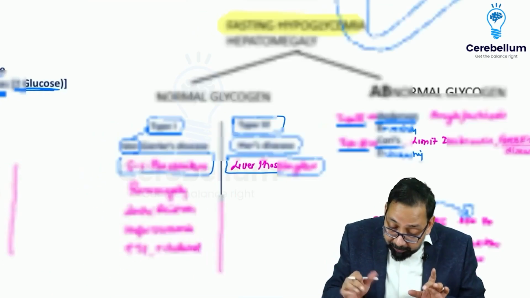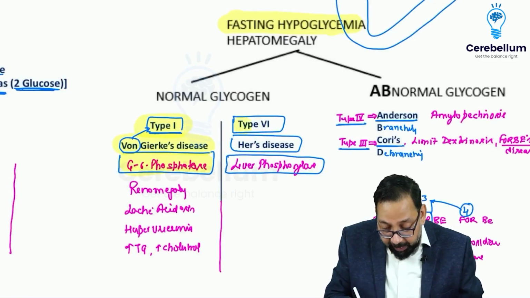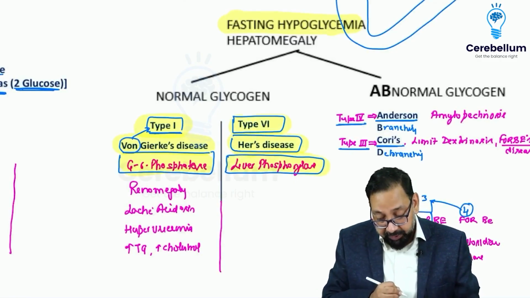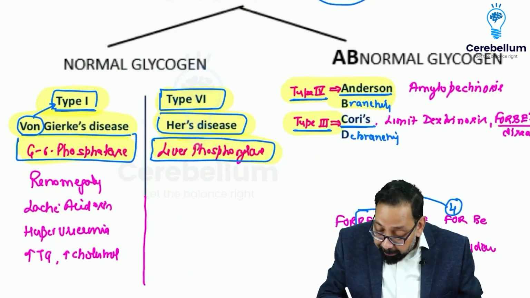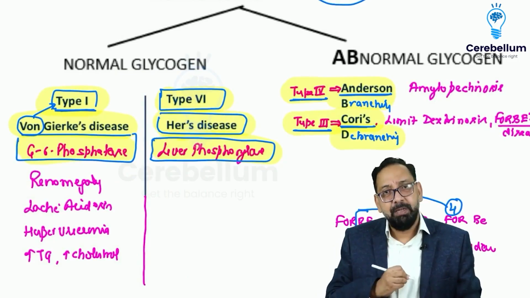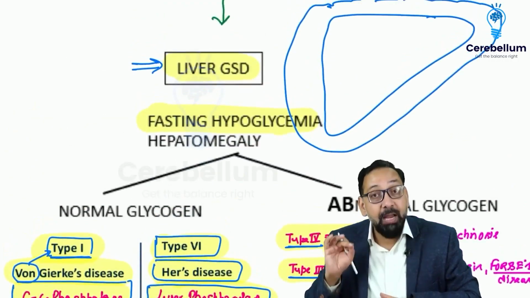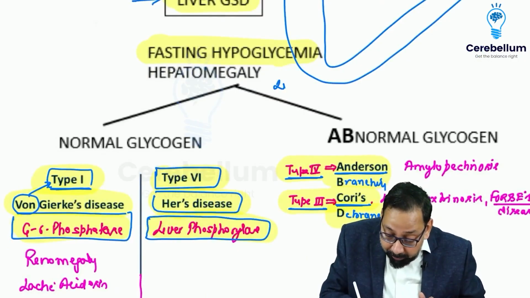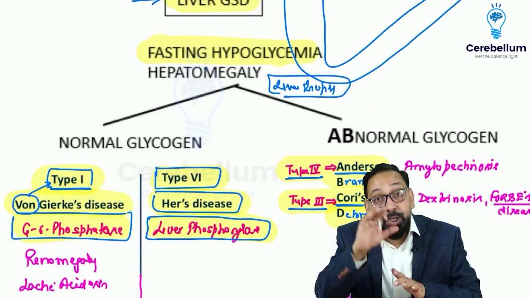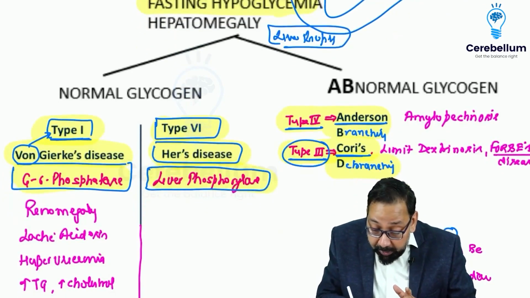So again, repeat: type 1, von Gierke's, glucose 6-phosphatase deficient. Type 6, Hers' disease, liver phosphorylase deficient. Type 4, Anderson disease, branching enzyme deficient. Type 3, Cori's disease, debranching enzyme deficient. Now I make a mnemonic and concept. If hepatomegaly and fasting hypoglycemia are there, we can do a liver biopsy. On liver biopsy, if you find abnormal glycogen in the liver, then you will think of type 3 and type 4.